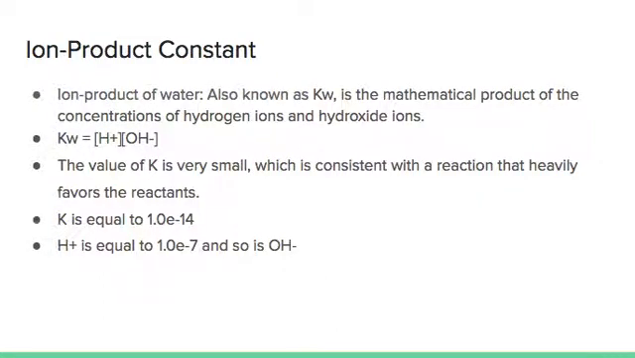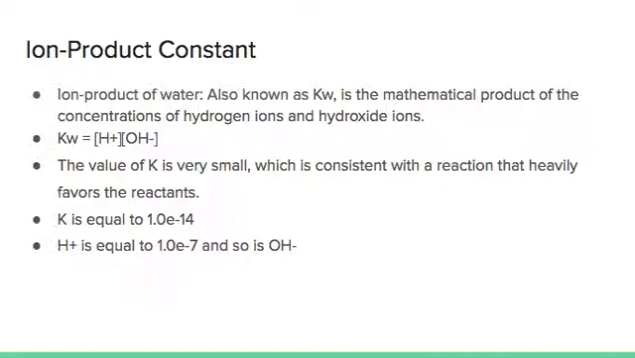The ion product constant is the ion product of water and is also known as Kw. It's the mathematical product of the concentrations of hydrogen ions and hydroxide ions. So Kw is equal to H+ times OH-. The value of K is very small, consistent with a reaction that heavily favors the reactants, just like what we talked about in the last slide with the equilibrium process. So Kw is equal to 1.0 times 10 to the negative 14th. So yeah, it's very, very small.